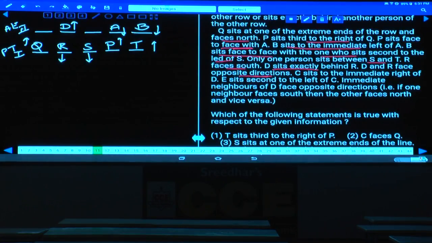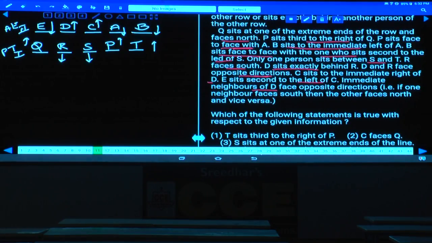And C sits to the immediate right of D. C is to the immediate right of D, so C will be here. If C is here, then E will be here. Next one, E sits second to the left of C. E is seated second to the left of C, and C is facing towards north. Immediate neighbors of D face the opposite direction. C is facing north and E must be facing towards south.